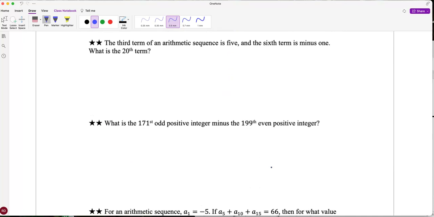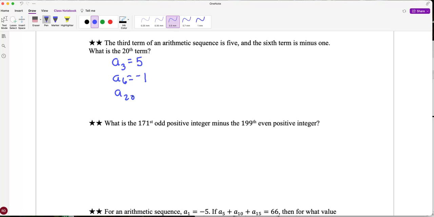The third term of an arithmetic sequence is 5, and the sixth term is minus 1. What is the 20th term? Okay, so the third term is 5. The sixth term is minus 1. What is the 20th term?